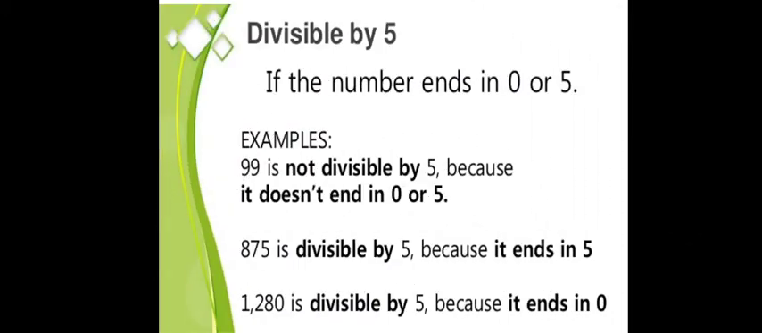Next, divisible by 5. For number 5, it is very easy. If the number is ending with 0 or 5, the number is divisible by 5. See the example, 99. The number is ending with 9. So this is not divisible by 5. Second example, 875. The ones place is 5. So if the ones place is 5 or 0, the total number is divisible by the number 5.